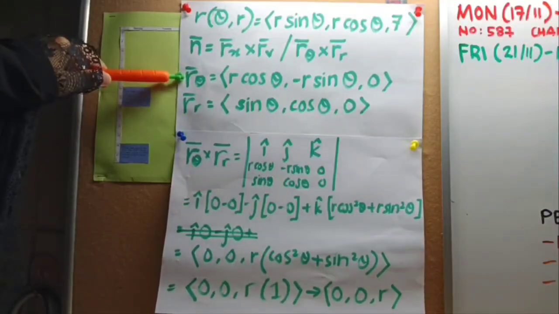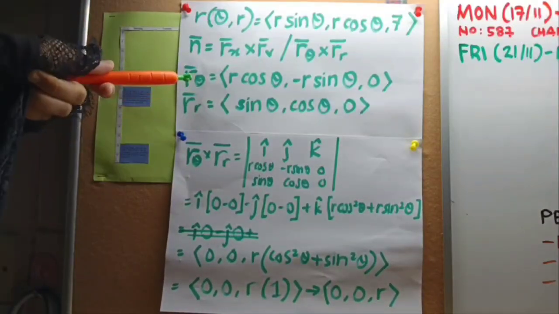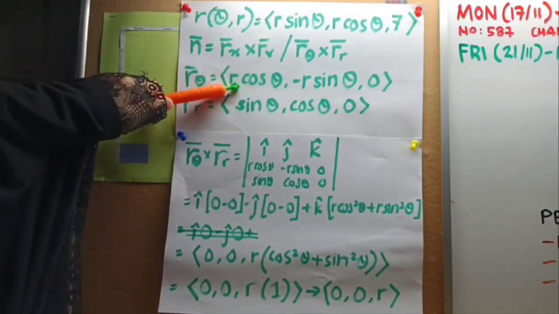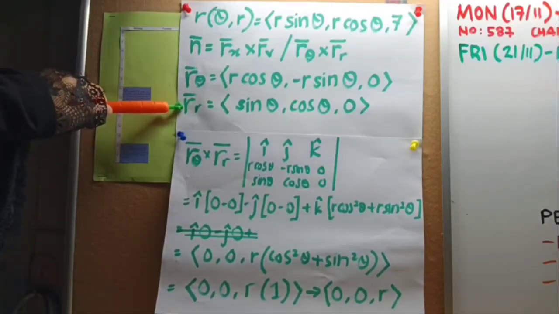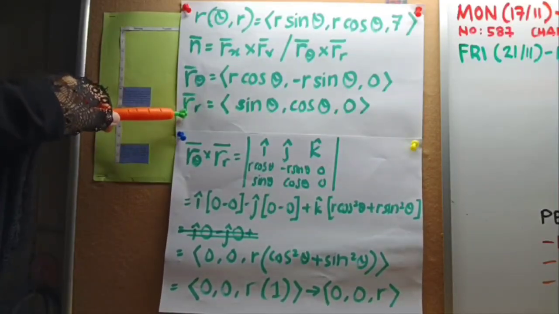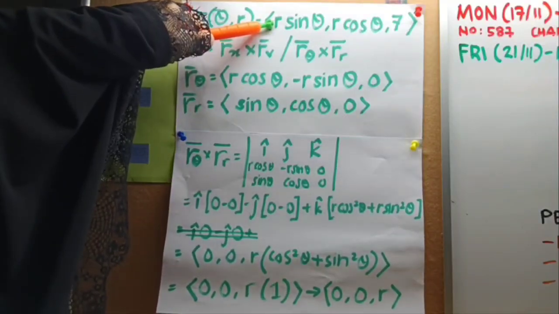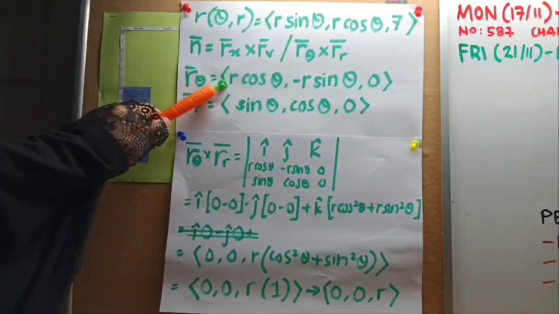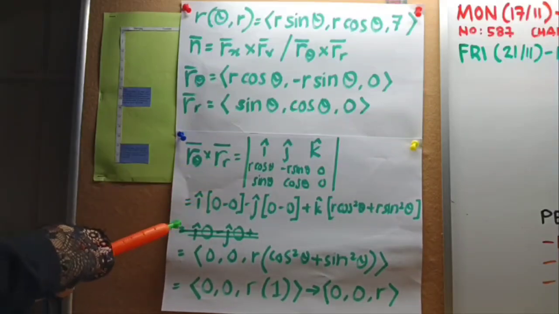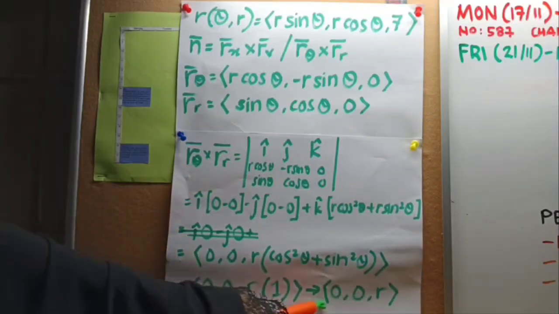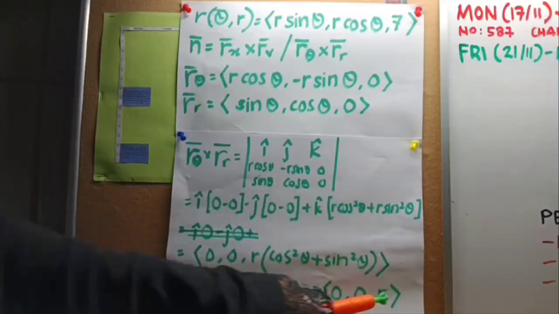This r_theta results from differentiating this value, so we get this value. And for r_r, we get it from differentiating the r value from this equation. From here, we convert it into vector form to solve it, so that we got the final answer 0, 0, r.